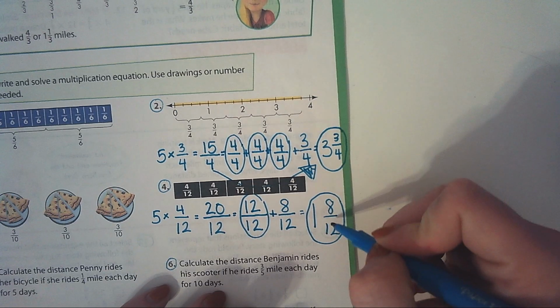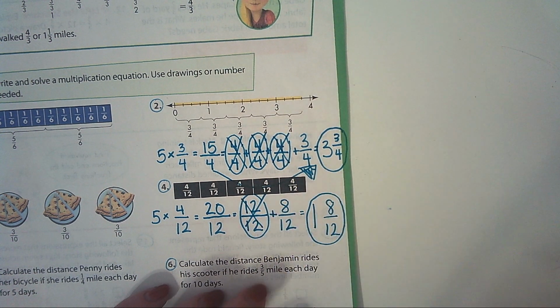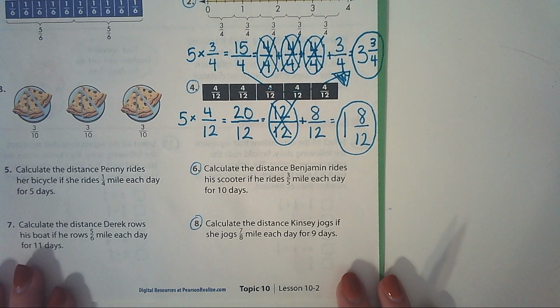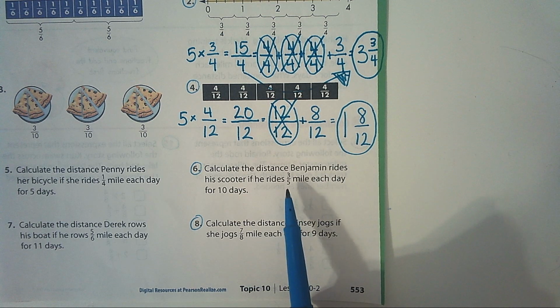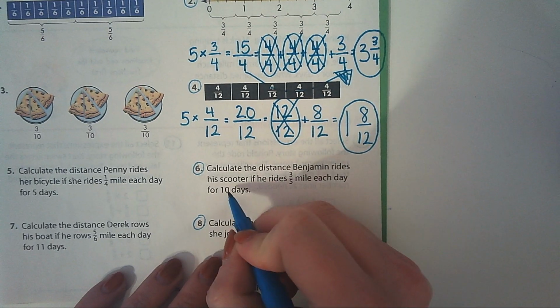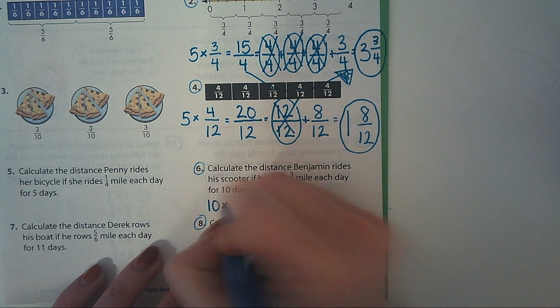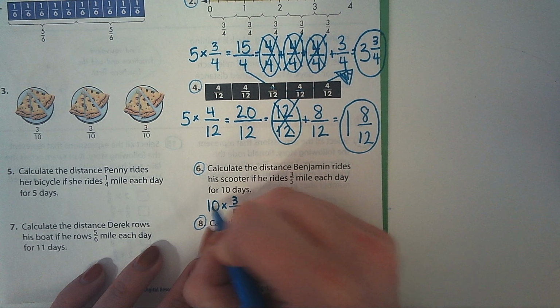And just since I'm circling my answers, I'm going to cross these off. I used those to make a whole, just so I don't confuse myself. Okay, number 6, calculate the distance Benjamin rides his scooter if he rides 3/5 mile each day for 10 days. So since he's riding the same amount of distance, 3/5 mile, for 10 days, that would show us equal groups. So we have our fraction 3/5 times our whole number of 10. 10 times 3/5 equals 10 times 3 is 30.